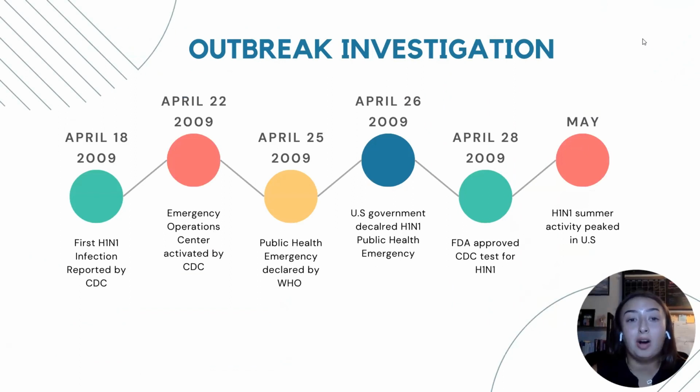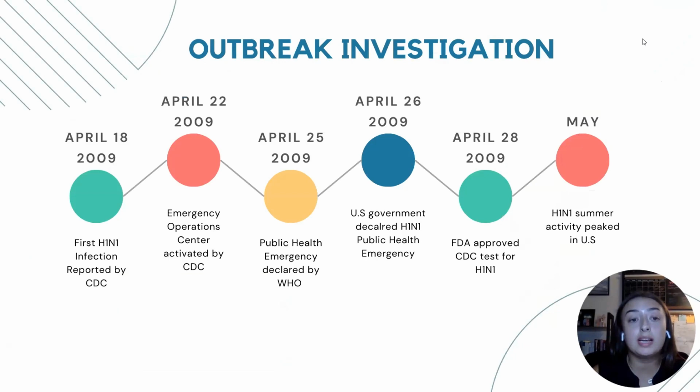Next, we'll be looking at the outbreak investigation timeline. This timeline really points out how quickly the virus spread, resulting in a quick call to action across agencies, health organizations, and governments globally. On April 18th of 2009, the first H1N1 infection was reported by the CDC. Again, that's referring to the 5-year-old in Mexico, which was the first documented case of H1N1.